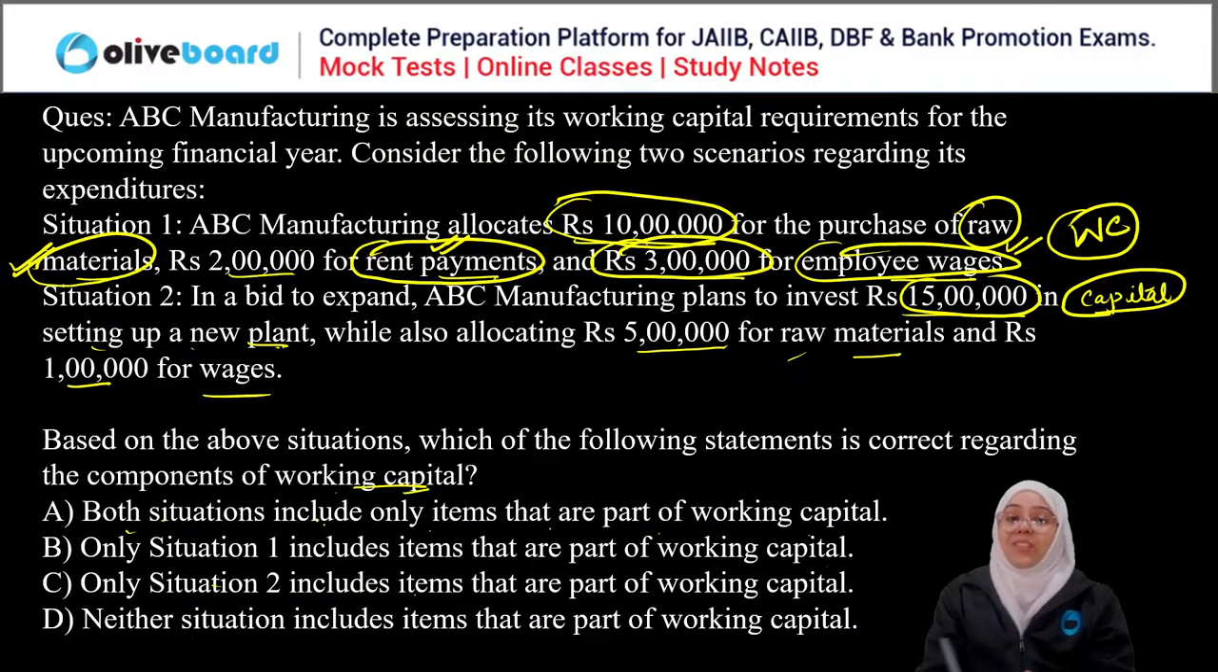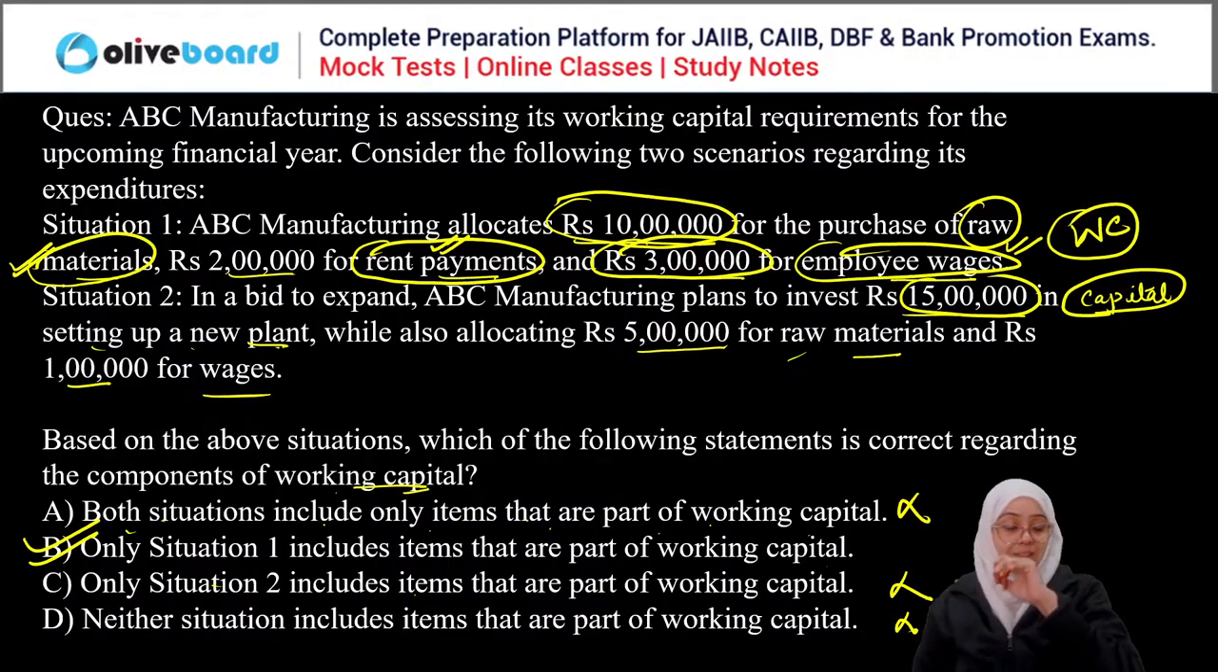So both situations include only the items of working capital: false. Only situation 1 includes: yes. Situation 2: no. Neither: no. So B is the correct answer. Only Sunil is correct here.